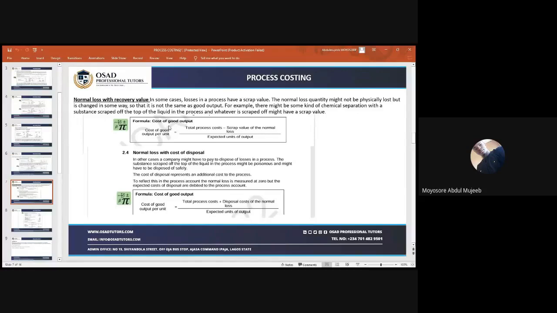Now, the cost of good output. There's a formula for the cost of good output under process costing. Cost of good output per unit is total processing cost minus scrap value of loss, divided by expected units of output.